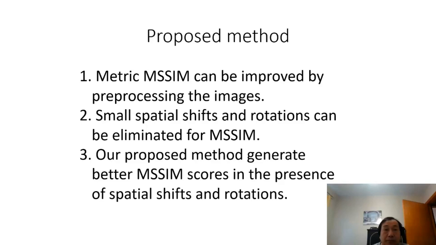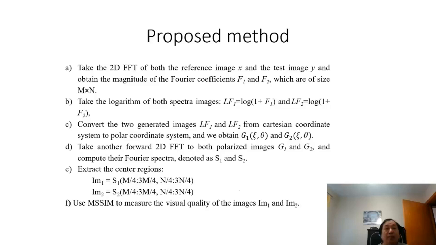Our proposed method has the following steps. We first perform a forward 2D Fourier transform to take the spectrum. And then we take the logarithm of the spectrum. And then we convert it from Cartesian coordinates to polar coordinates. And then we take the 2D fast Fourier transform again, and then take the spectrum. And then we use the standard MS-SSIM to measure the visual quality of the two images.